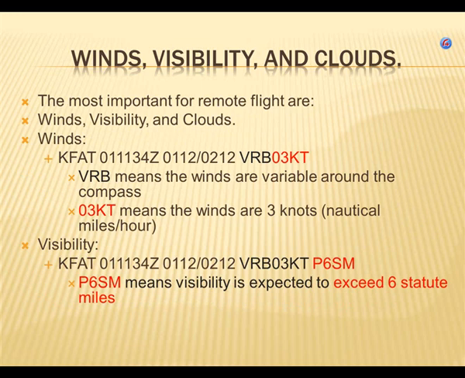How many more than 6? They don't know. They can't predict that well. I think in glider operations we have some software that does that exceedingly well, so we can tell them what they don't know or what they're not willing to go out on a limb to tell us. 6 statute miles, plus 6 is just P6SM. It's expected to exceed 6 statute miles.